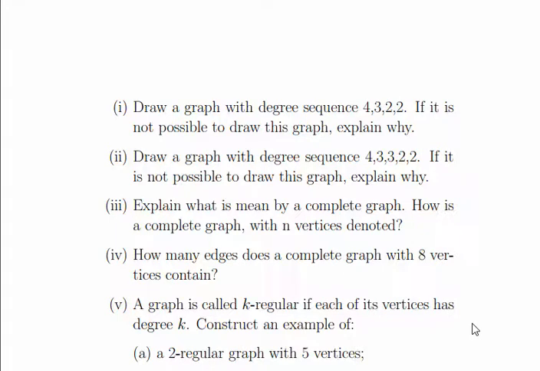Okay, so in this presentation, I'll start off with the first two questions there. Draw a graph with the degree sequence 4, 3, 2, 2, and if it's not possible to draw this graph, explain why. And a similar question, 4, 3, 3, 2, 2, and if it's not possible to draw this graph, explain why. So what I'm going to do is switch over to pen and paper.